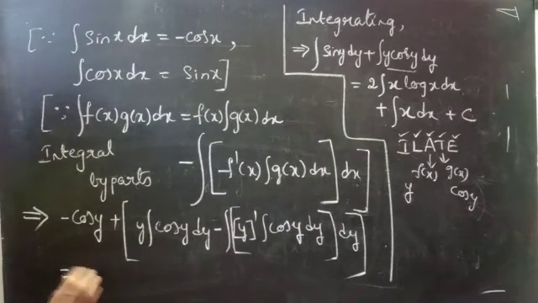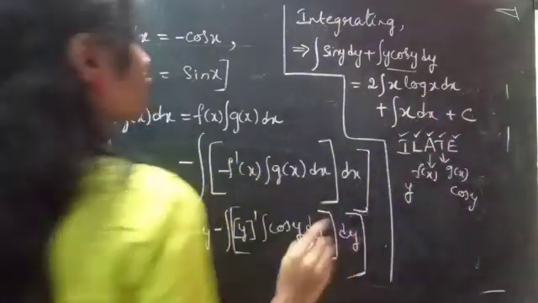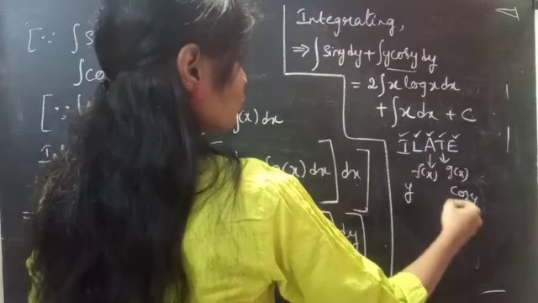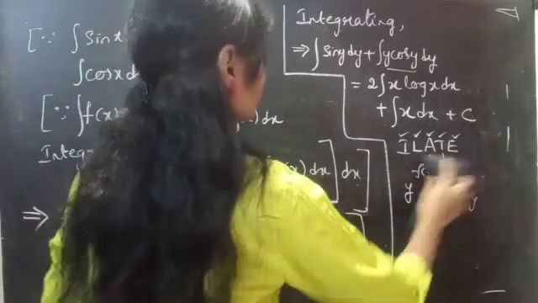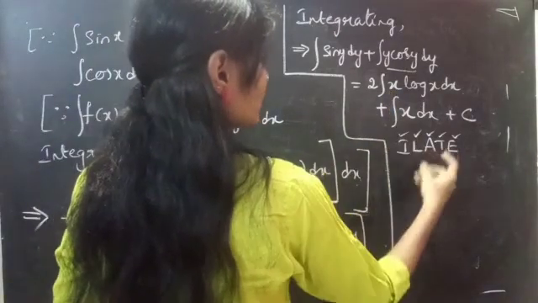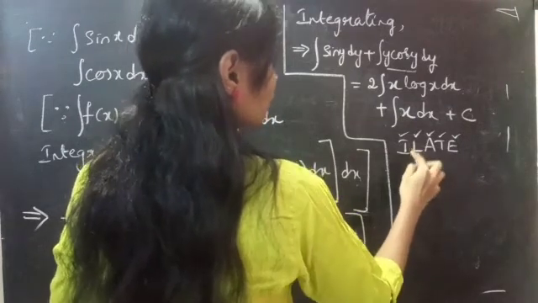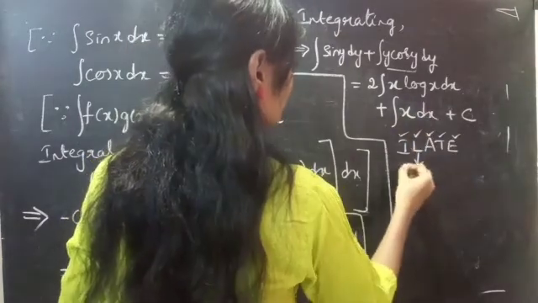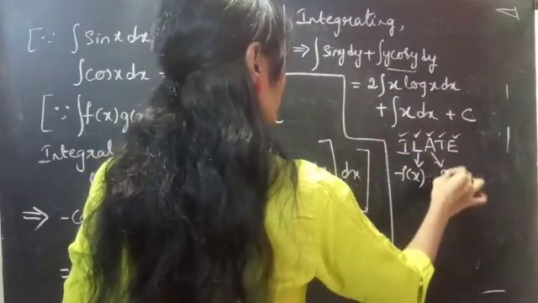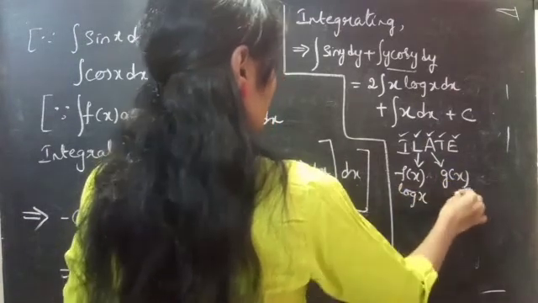Which is equals to 2 into integral x log x. Again, here also you have to use the integral by parts formula. So you're having algebraic first, logarithmic... logarithmic will be f of x and algebraic x will be your g of x. So f of x is log x and g of x is x.